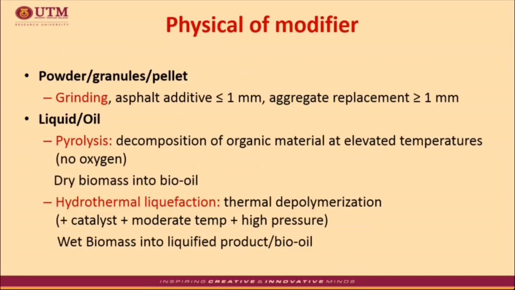So what exactly are the characteristics of the modifier that enable them to be used with asphalt mixture? Well, it depends on the modification technique selected and the purpose of the modification. The physical form of the modifier can be fine or coarse powder or pellet, or liquid such as oil-based, wax-based or organic. It depends on the original formation and the process involved to produce the final ready product of modifier. First is the powder, granule or pellet form, where the size is reduced through the grinding process. For asphalt additives, normally the preferred size is less than 1 mm. And for aggregate replacement, the size normally preferred is more than 1 mm.